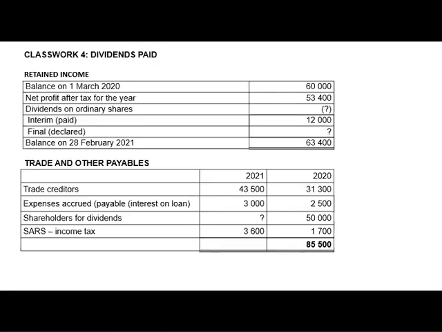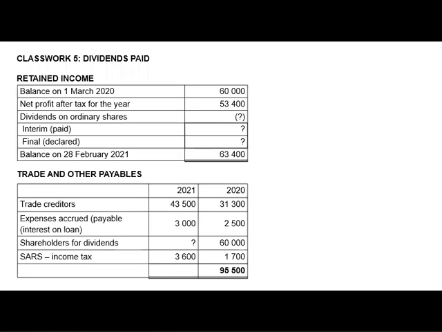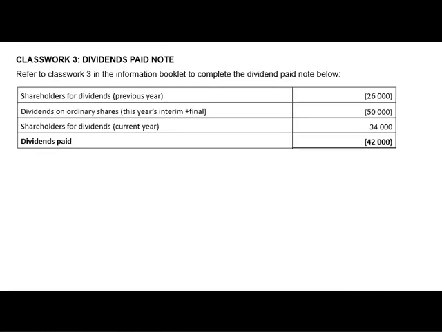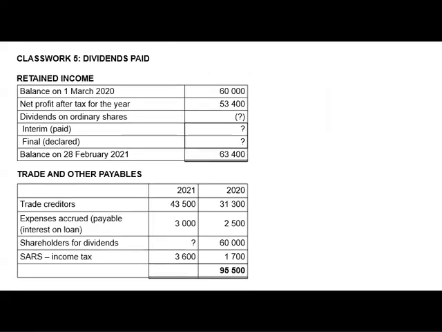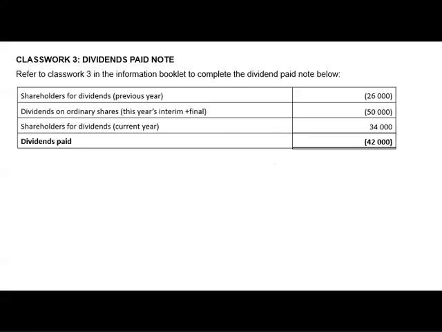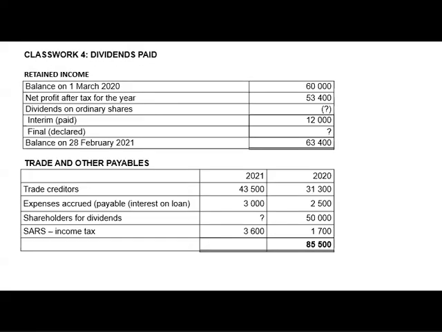Okay, try classwork 4 quickly. Now jump to classwork 5. All right, this is classwork 4. Keep on going to classwork 5. This is classwork 4. Quickly calculate dividends paid. Just prepare the dividends paid note. Quickly, you have 5 minutes.